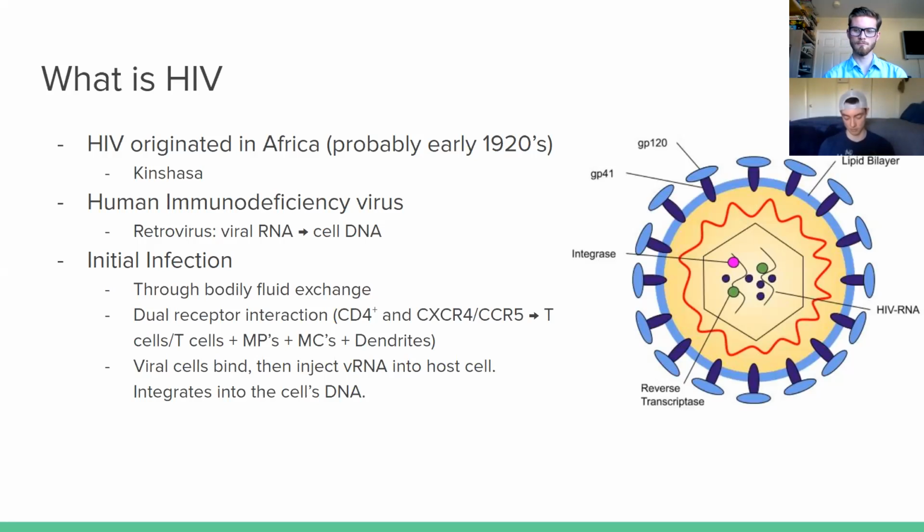And so there's two main types of HIV, HIV-1 and HIV-2. We're going to be focusing on HIV-1 for this report, and that is the one that generally infects humans.